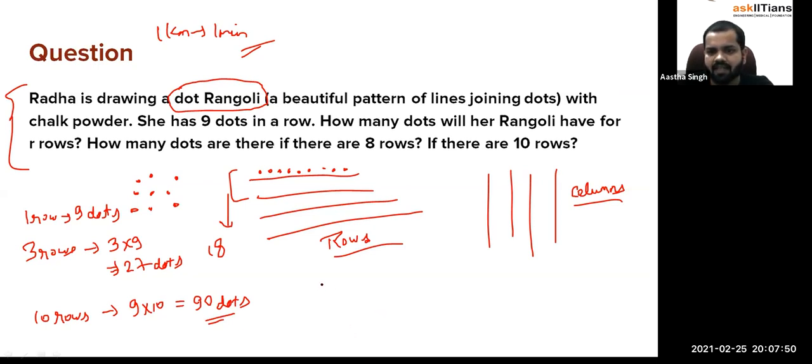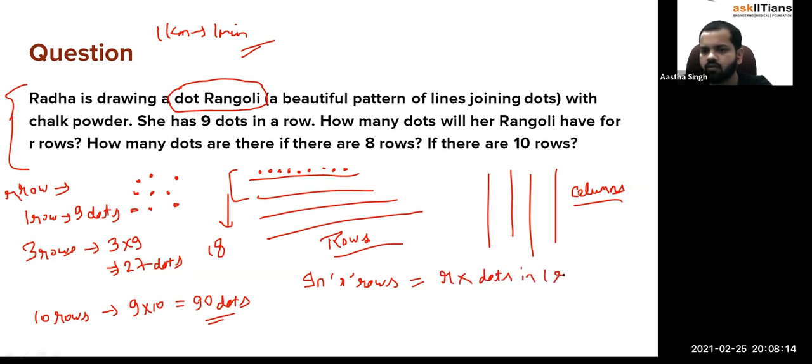So the question is asking for r rows. The question is asking, r rows are there. So yeah, in r rows, how many dots will be there? r multiplied by dots in one row, and dots in one row is 9. So basically your 9r will be your answer, right or not?